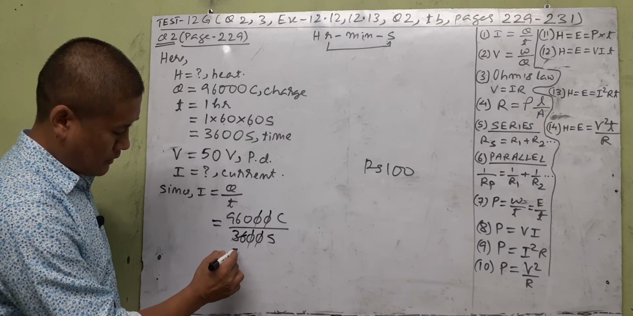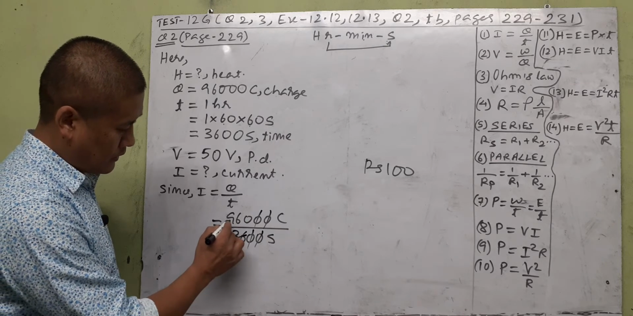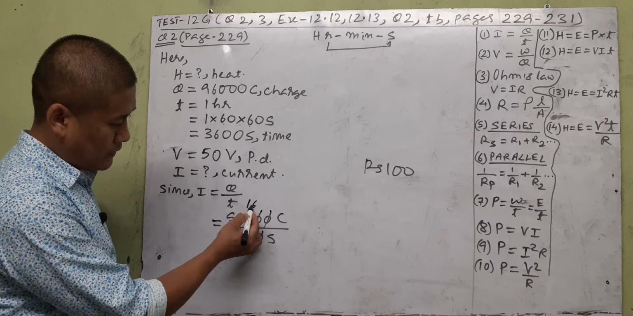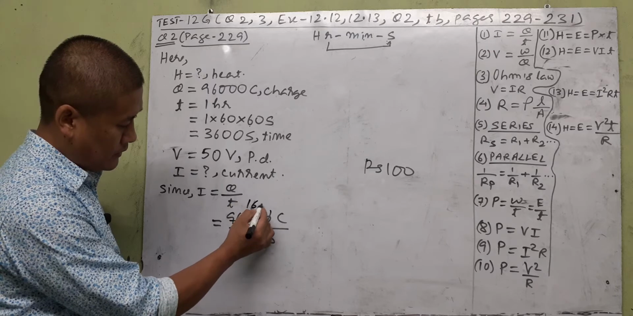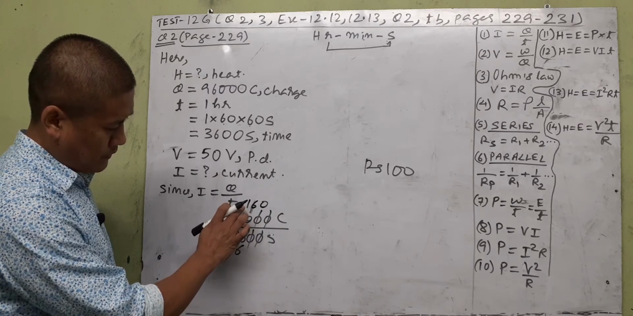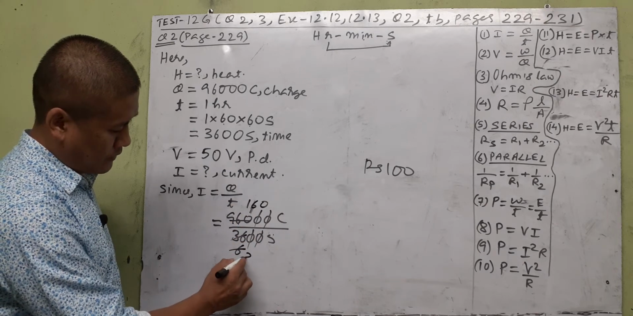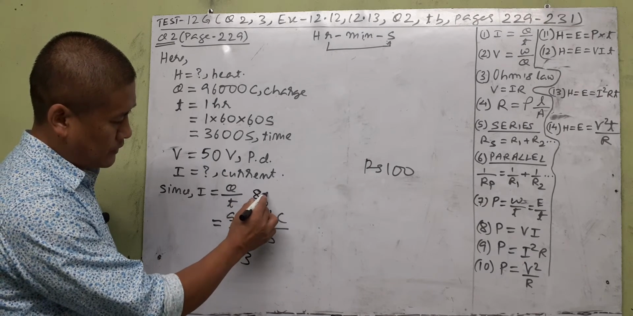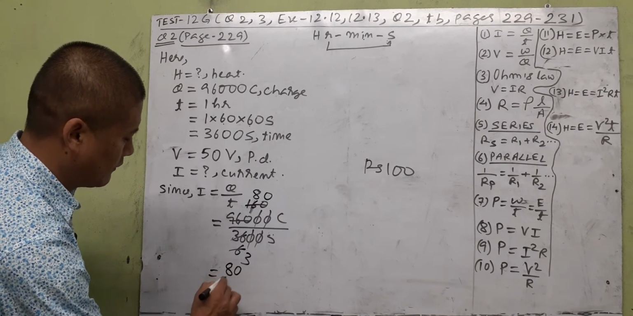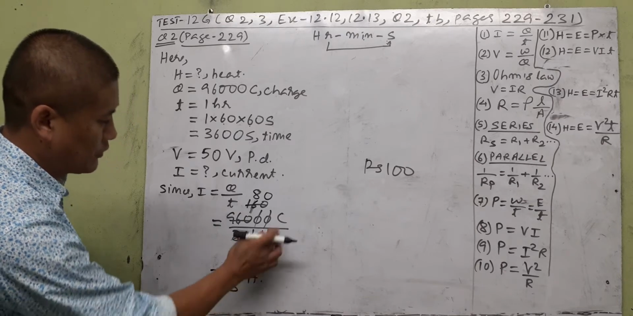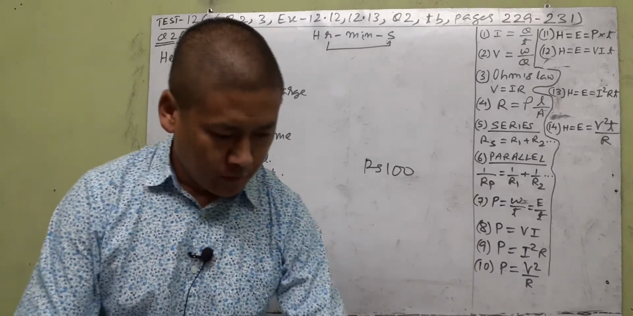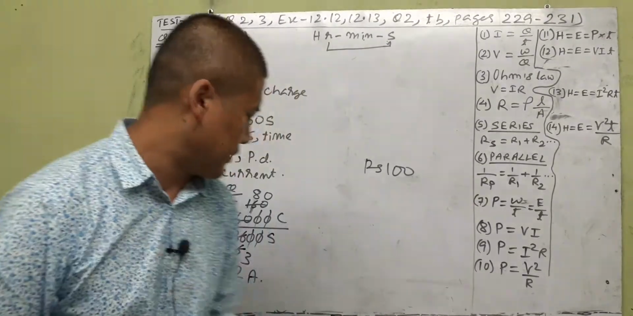Then 6 6s are 36, then 6 1s are 6, 9 is there, so 3 remains. 6 6s are 36, 0. Then 2 3s are 6, 2 8s are 16, 0. So current is 80 divided by 3 ampere, because coulomb per second is ampere, right? So we get that current is 80 divided by 3 ampere.